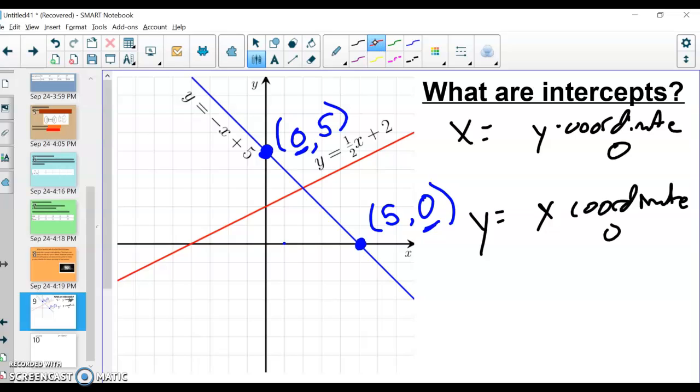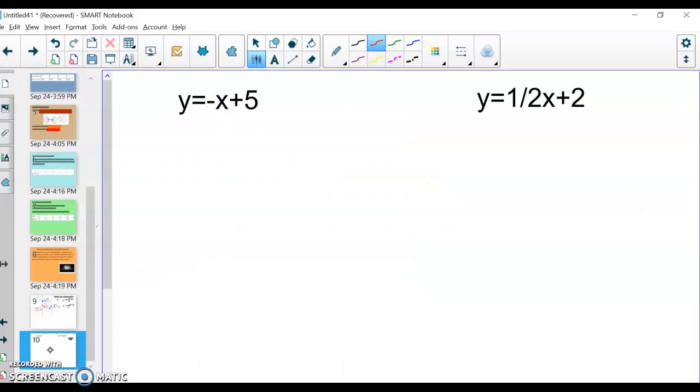If we look at this red one, where does it cross the x-axis? Right here. That's your x-intercept because it crosses the x-axis. So that's going to be 1, 2, 3, 4, 0. And here it crosses the y-axis. That's your y-intercept. So it's going to be 0, 2.